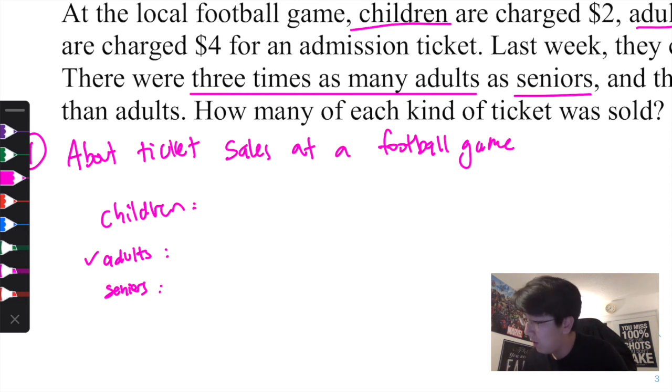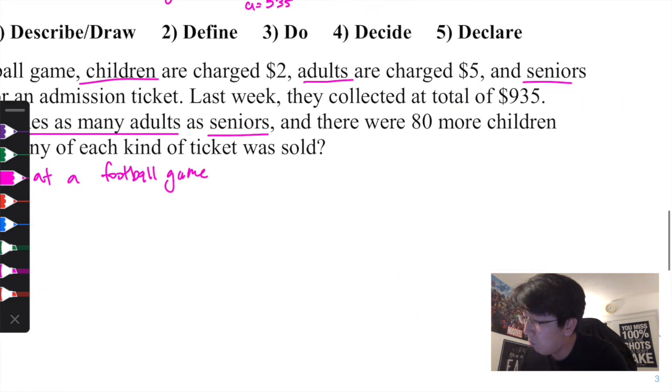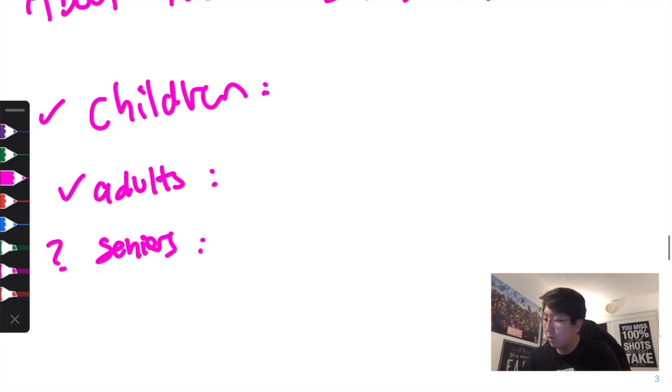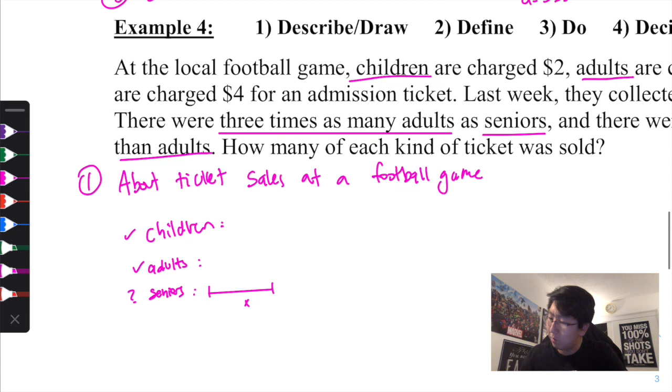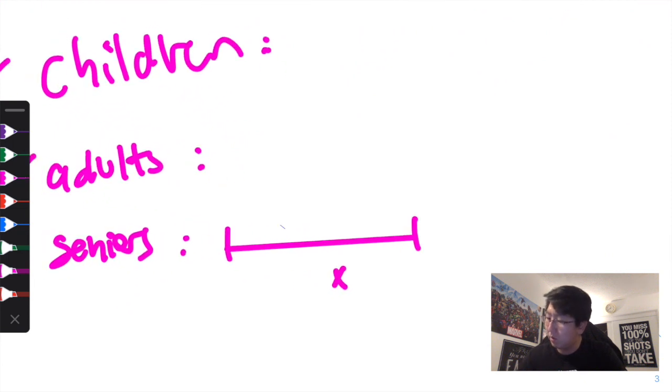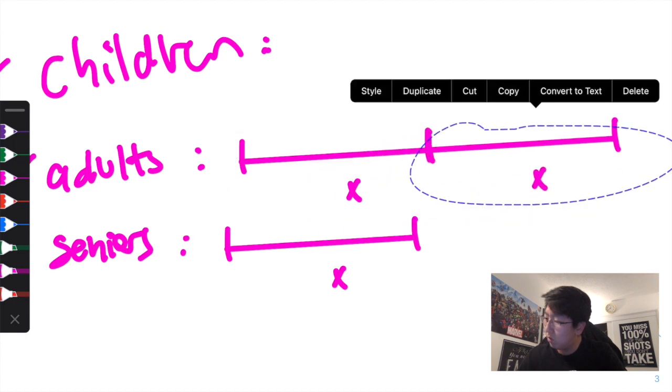The next part is there are 80 more children than adults. So children are being described. Who's not being described here? Seniors. So we're going to go ahead and give them a variable, x. So let's go back and look. How are the adults described? 3 times as many adults as seniors. So whatever seniors was, it's going to be 3 times that amount. So there's 1, 2, 3.